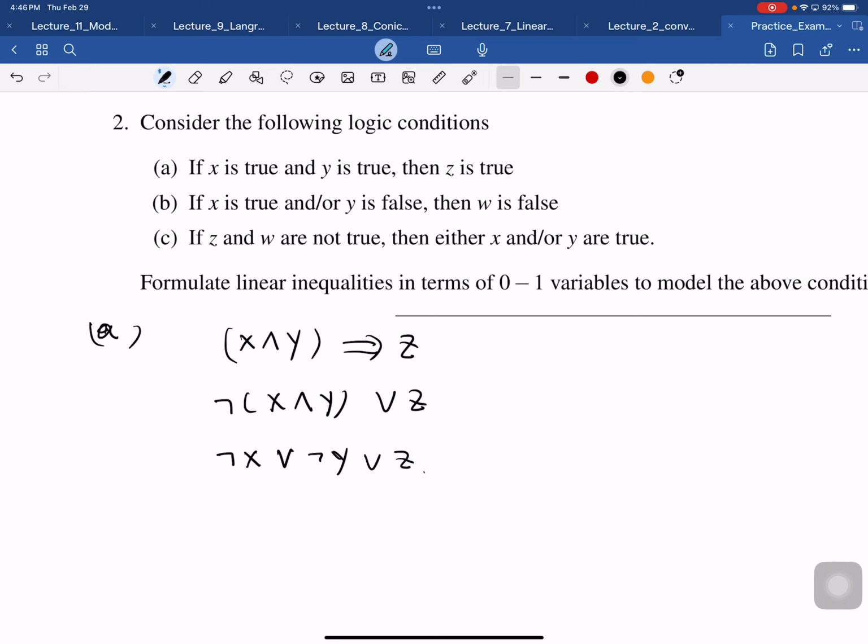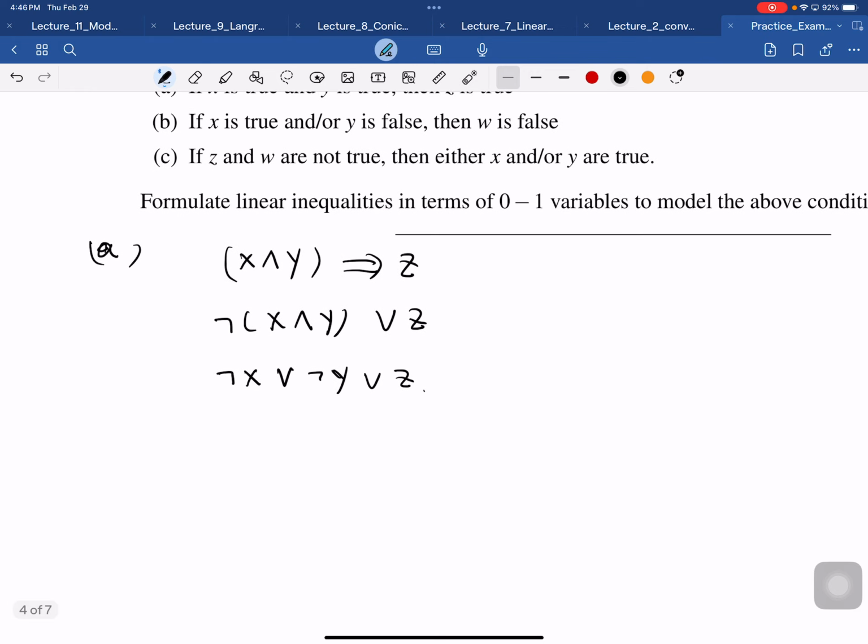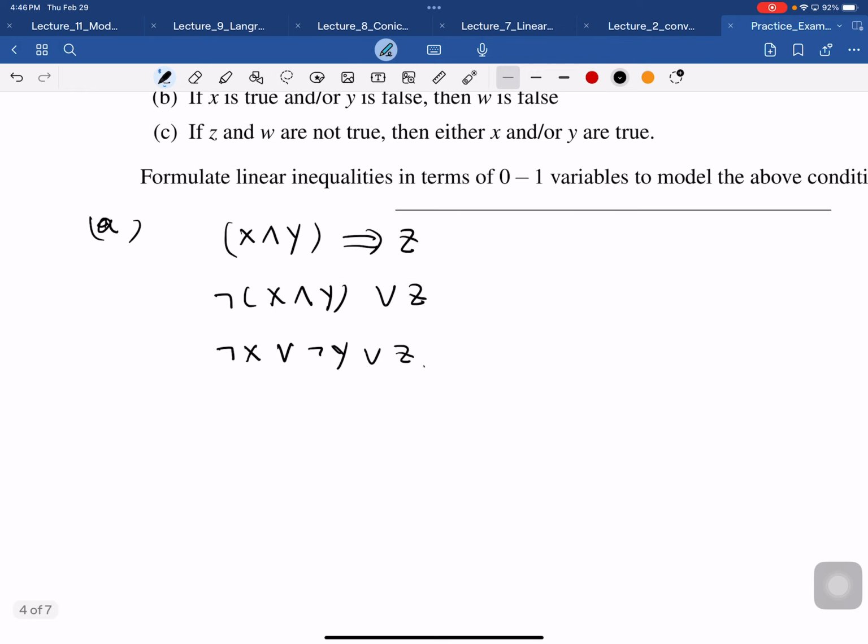Okay. So with that, let's see. Yeah, we should be done, right? This is already in a conjunctive normal form because there's not even a conjunction, right? There's only disjunction. So it's the negation of x or the negation of y or z. So you just write, since it's a negation of x, that will be 1 minus x plus 1 minus y plus z has to be greater than or equal to 1, right? Okay, that's the first part.